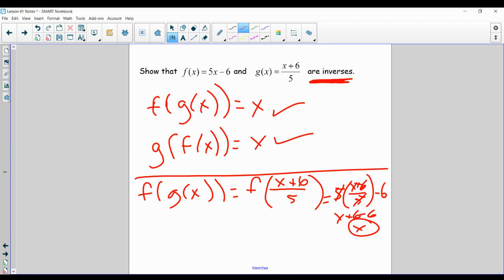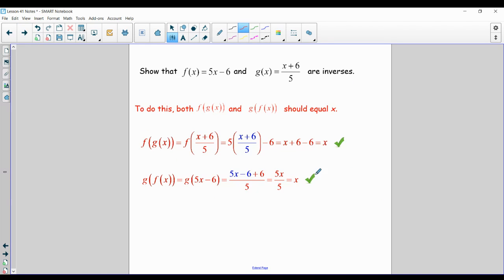Okay? Same thing when I go in the opposite direction. So if I do g of f of x, that will give me g of, again, I'm going to replace the f of x here with 5x minus 6.